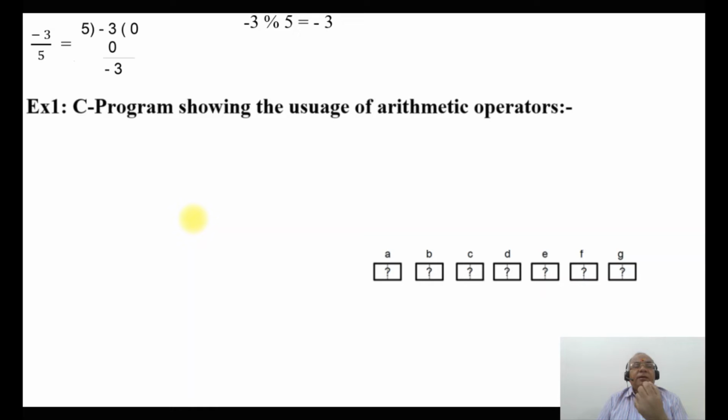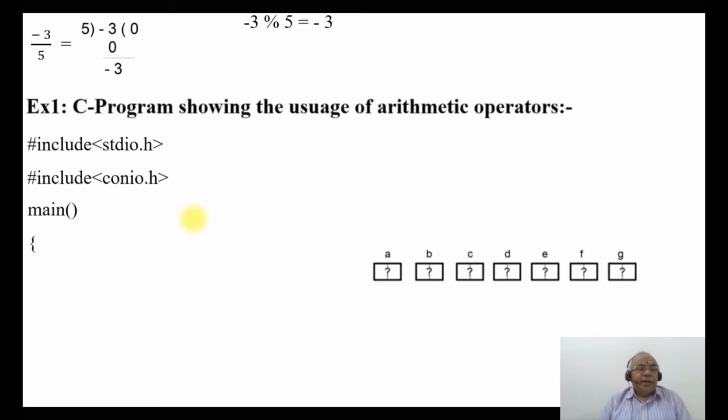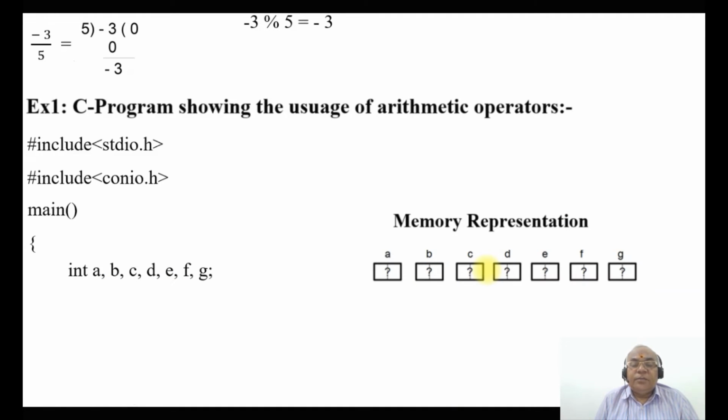Example: a C program showing the usage of the arithmetic operators. Suppose I say include stdio.h and conio.h, main, and I consider the variables a, b, c, d, e, f and g, which have integer values. This is the memory representation, wherein you have garbage values, because we have not assigned any value so far. The moment I declare an integer, it gets a memory location with an address. We have 2 bytes for each variable because of the integer.